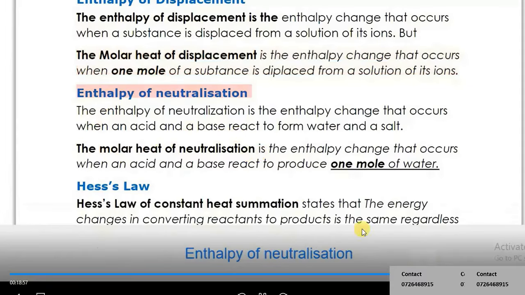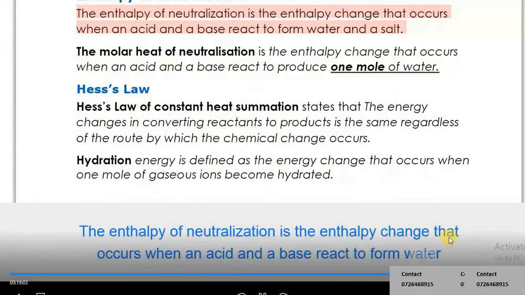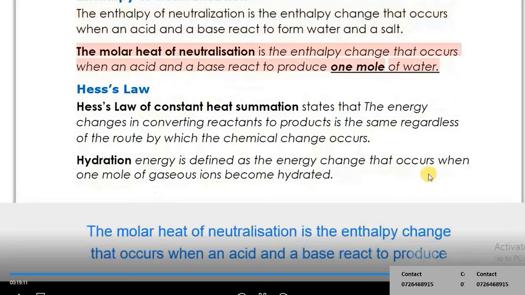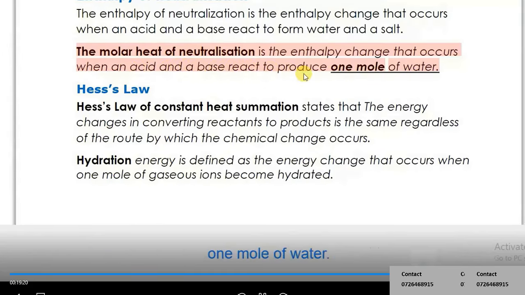Enthalpy of neutralization. The enthalpy of neutralization is the enthalpy change that occurs when an acid and a base react to form water and salt. Then the molar heat of neutralization now is the enthalpy change that occurs when an acid and a base react to produce 1 mole of water.